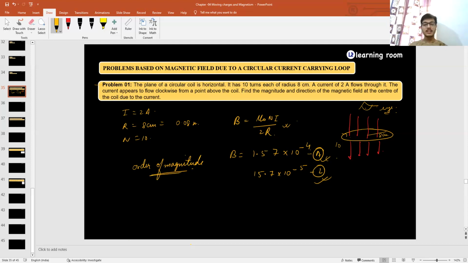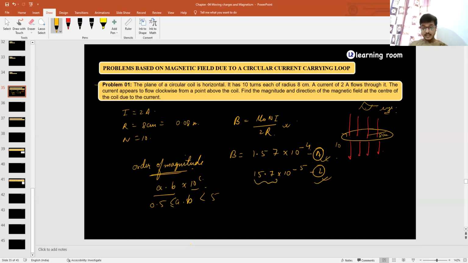Any physical representation, any answer that we write in physics, has a particular representation criteria. It should follow this: a dot b raised to the power c, and this a dot b should be less than 5 and greater than 0.5. This is how you have to represent any answer.